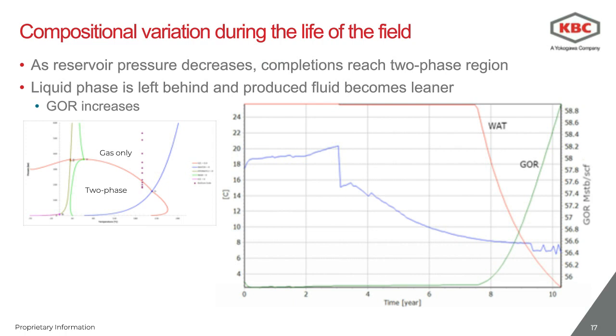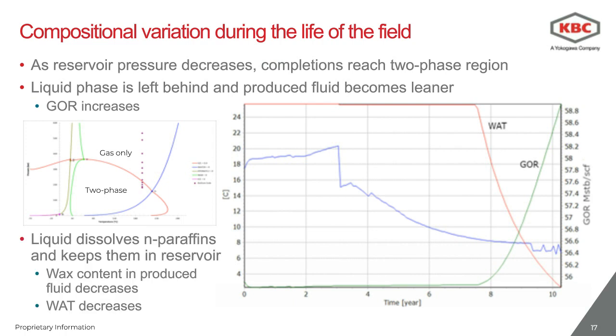So what is happening here is that because the well is producing now a two-phase fluid rather than a single-phase fluid, the liquid dissolves heavy paraffins better than gas. But because the liquid stays behind, the heavy paraffins are left in the reservoir with the liquid. As a result, the produced fluid contains less wax than the initial reservoir fluid, and the wax appearance temperature decreases as an effect of the increase of the GOR.